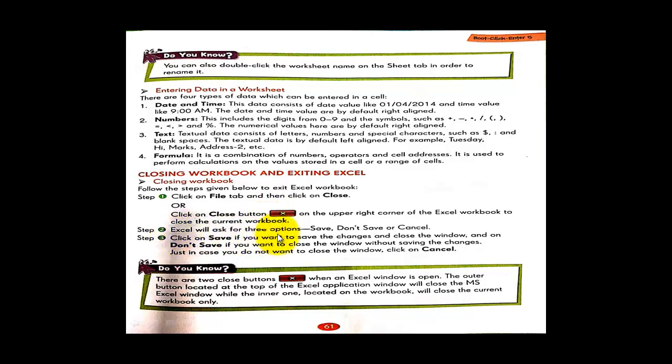Excel will also ask for three options: Save, Don't Save and Cancel. Now click on Save if you want to save. If you don't want to save, click Don't Save, and if you want to go back and continue the action, click Cancel. Okay, this is how we close a workbook.